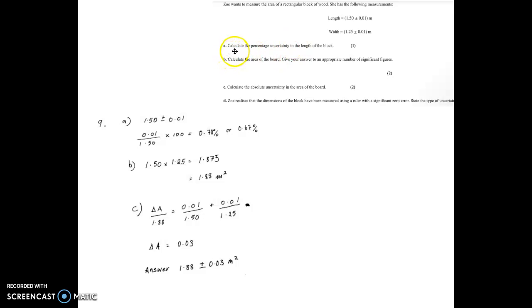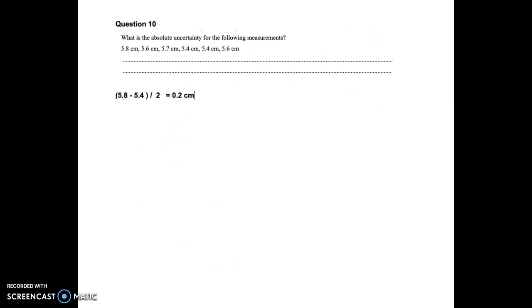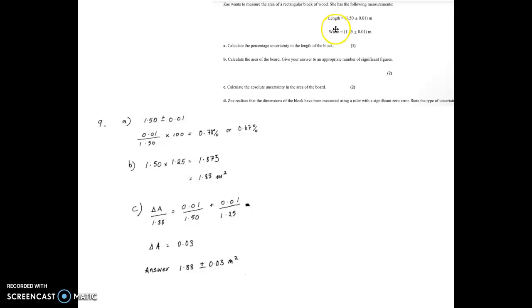The first part asks, calculate the percentage uncertainty in the length of the block. So this is a question to see if you know how to work out a percentage uncertainty. So the length would be 0.01 divided by 1.5, times 100, which gives us an uncertainty of 0.67%. This is the best way to express it, to one significant figure.